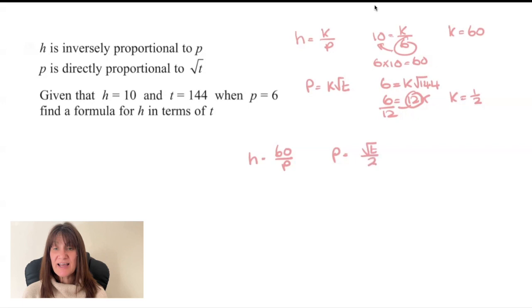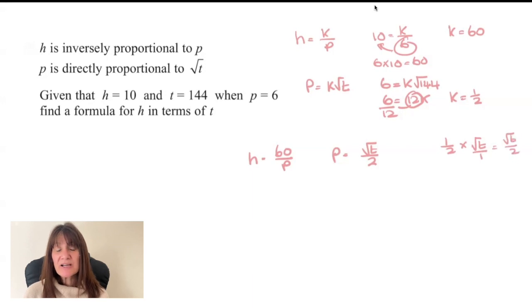Now, I'm writing that as root T over 2, and I want to explain why. If I've got a half and it's being multiplied to root T, then I can use my knowledge of fractions. I can put that root T over 1 and just do it. And then you can see how that root T becomes a numerator and the denominator is the 2.